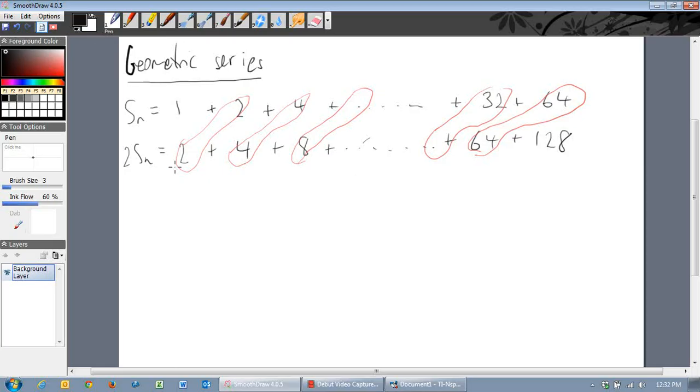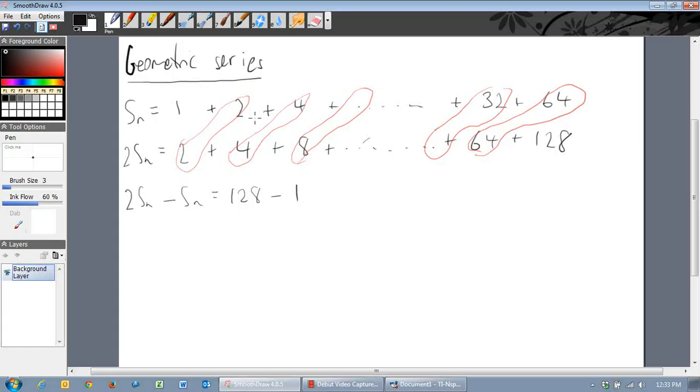So what he did is he subtracted this series from this series. So he went 2Sn, that's the bottom one, minus Sn, so that minus this. And so all these cancel out: 2 minus 2 is 0, 4 minus 4 is 0, 8 minus 8. All of these that I've circled just cancel out. And what do you get left with? The only thing you've got left is this 128 minus this 1 here. And that's all you have.